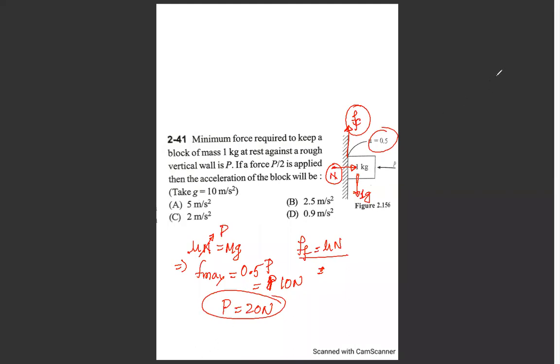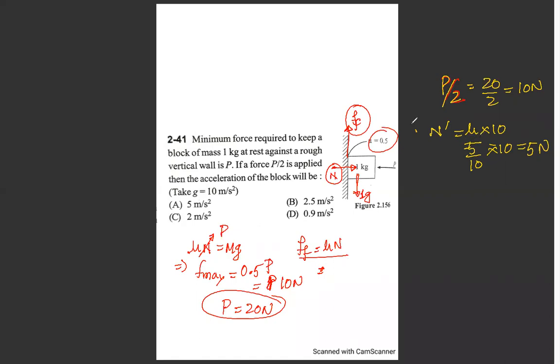In the next case it is saying that the force of P by 2 is applied. So when the force of P by 2 is applied in case 2, the normal reaction value is also getting changed. P by 2 is 20 by 2, that is equal to 10 Newton. So what is your normal reaction now? The new normal reaction is 10, and multiplied with mu, which is 0.5, that is 5 by 10 into 10.